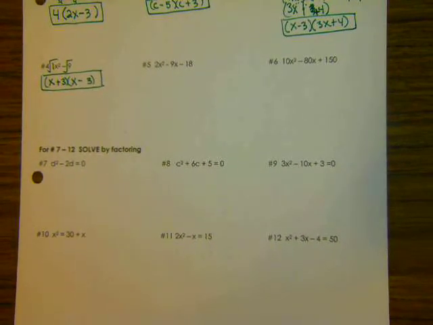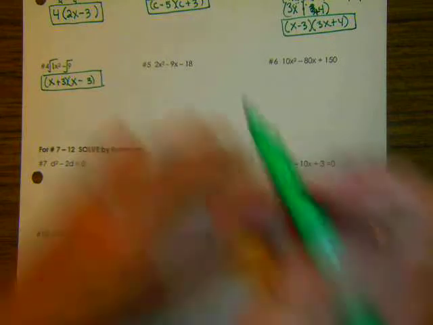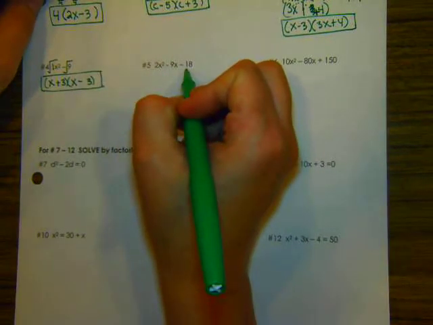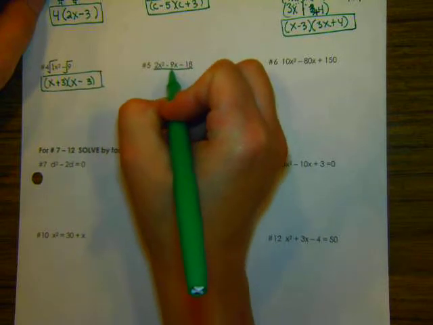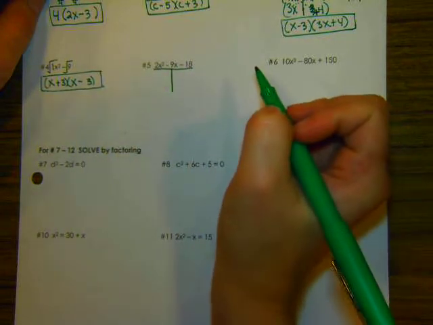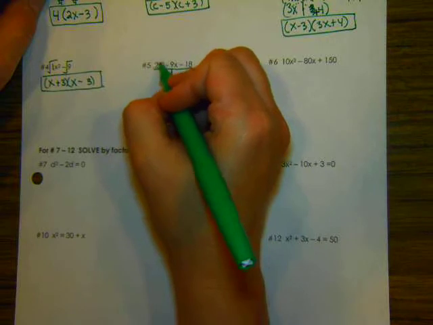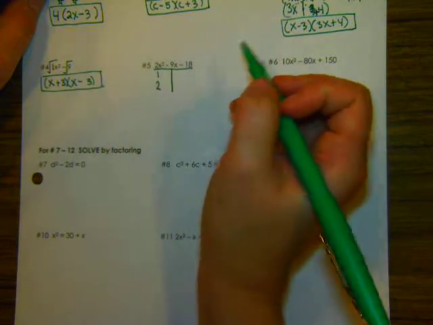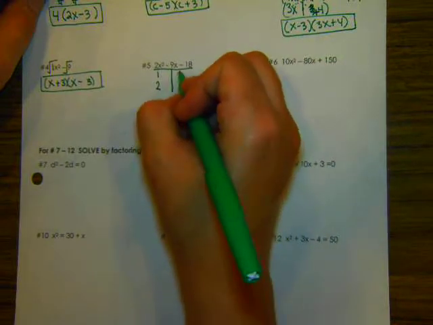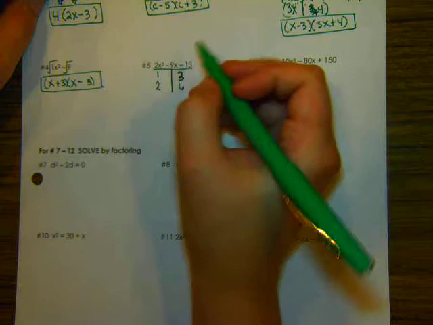Looking at number 5. Number 5, the numbers are 2, negative 9, and negative 18. There's no number that goes into 2, 9, and 18. So that's why it's 3 terms. I'm going to jump right away to the t-chart. So I'm going to start with numbers that multiply to 2. So 1 times 2. Numbers that multiply to 18. Okay, I'll try 2 and 6. I'm sorry, 3 and 6. So let's see if this works.